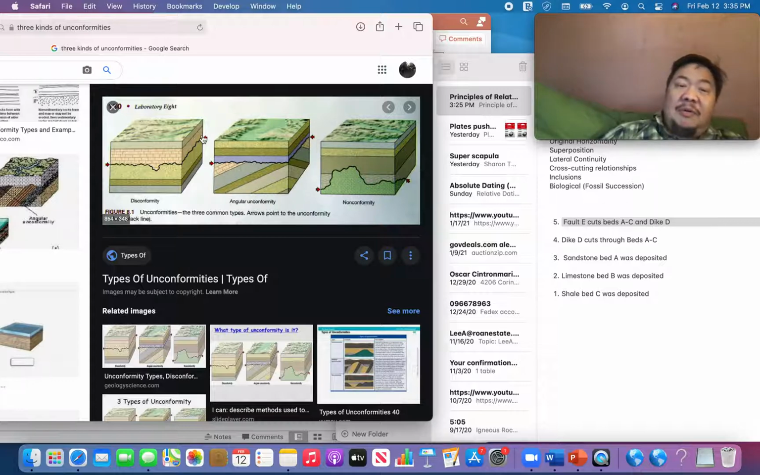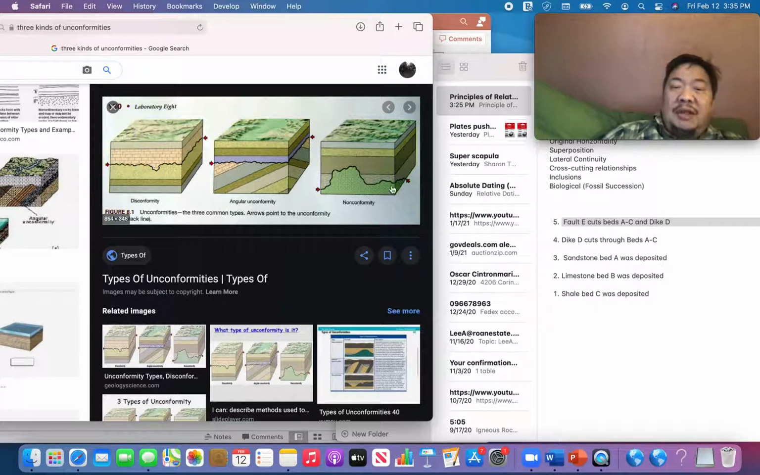And this type of cross section is called a block diagram because it looks like a block. It shows you different angles as you go deeper underground. The three kinds of unconformities are disconformity, angular unconformity, and nonconformity.